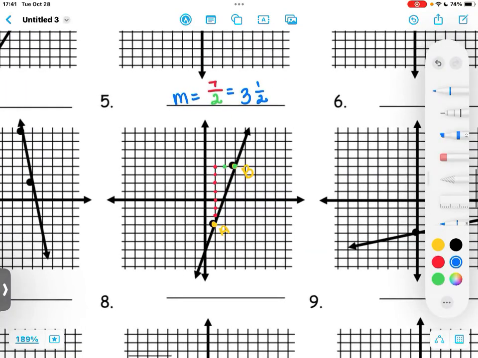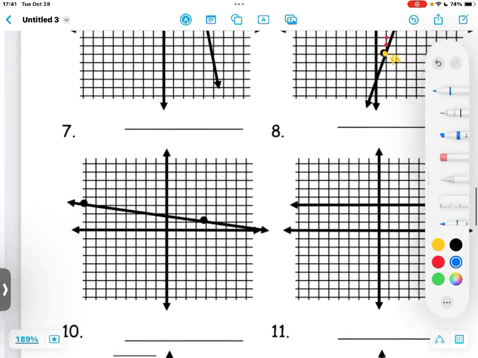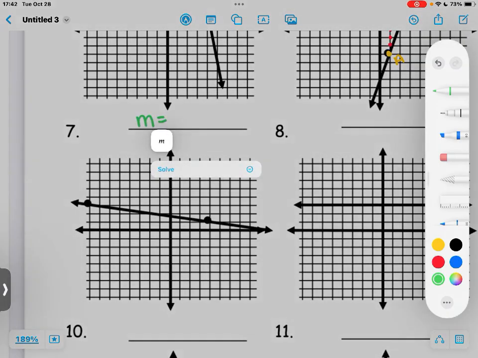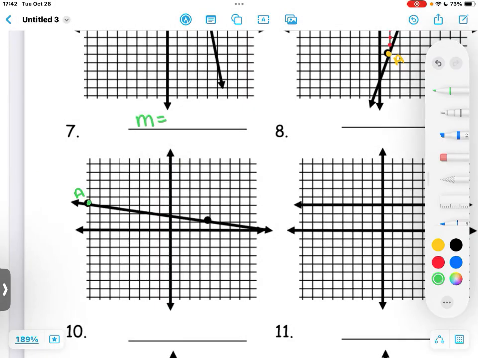Now 1, 3, and 5, notice they have all been positive. We've all been going up and then to the right. Number 7, on the other hand, looks like we have a negative slope. So for this one, we would still solve it the exact same way. We would go either up or down. Starting at this point A and this point B, notice we are now just going down 1, 2 units.